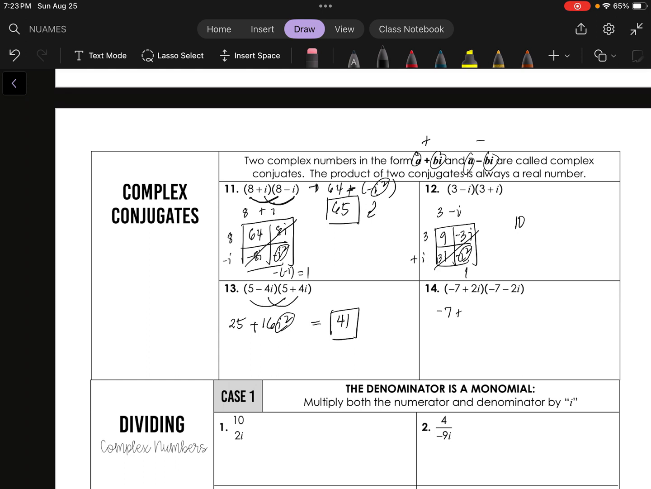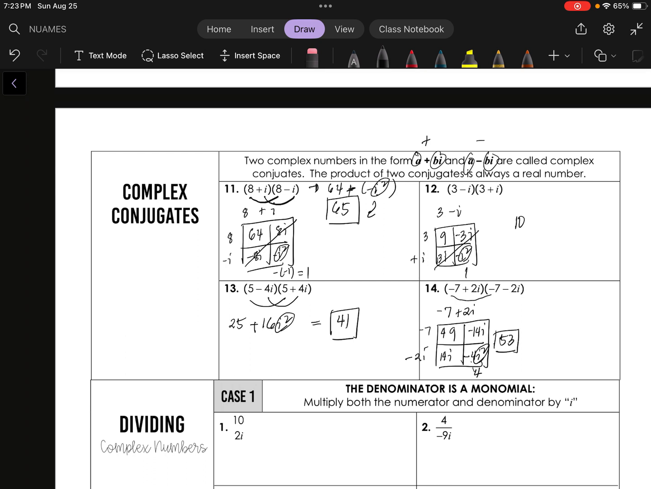You get negative 7 plus 2i, you got negative 7 plus 2i. So negative 7 times negative 7 gives you 49. 2i times negative 7 is negative 14i. Negative 7 times negative 2i is 14i, right? And then you have 2i times negative 2i, that gives you negative 4i squared. I squared again by itself is negative 1, times negative 4 just gives you 4, and then add that, you end up having 53. So we should expect to have 53.